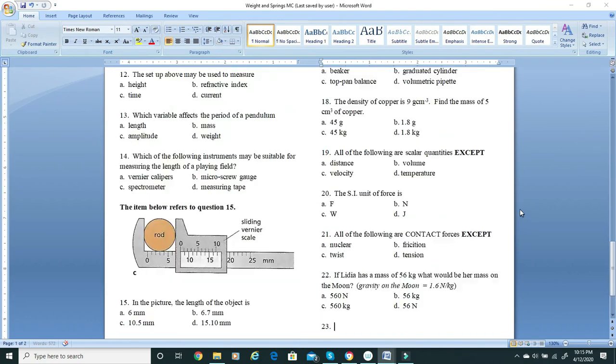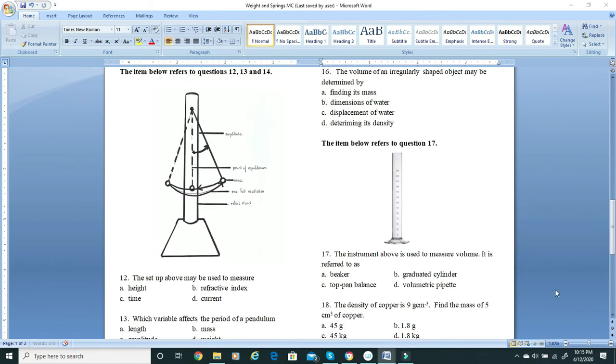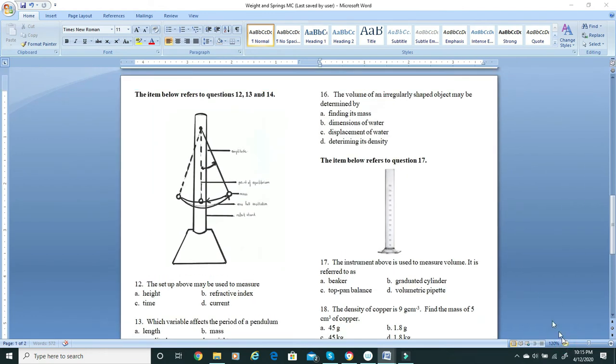Looking at the drawing for question 12, 11, 12, or 12, yeah. So I'm going to decrease the size a little bit. It says the item below refers to questions 12, 13, and 14. We have a drawing, and it looks like a pendulum, and you can see here you have the amplitude, the point of equilibrium, the mass, one full oscillation, and you have the retort stand.